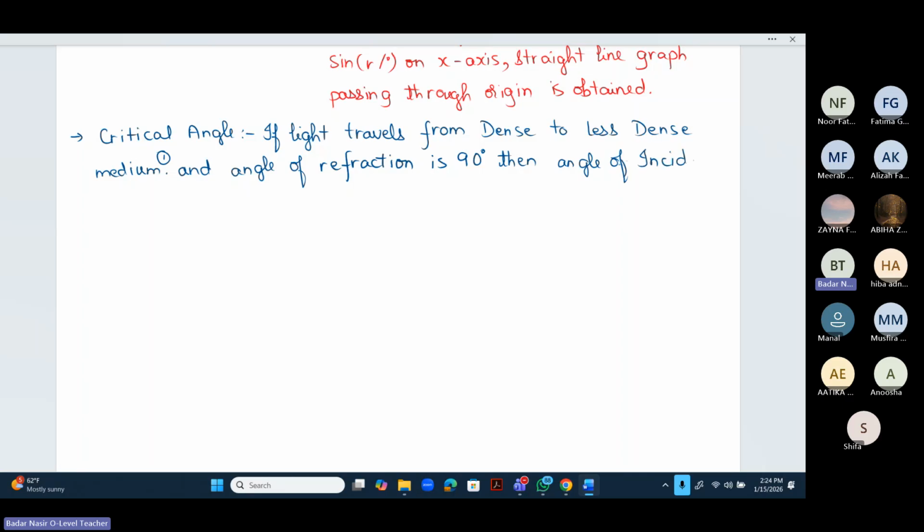Angle of incidence is called as critical angle. So, second mark for this point. So, 1 mark, the light travels from dense into a less dense medium. The other mark is if the angle of refraction is 90 degrees, then the angle of incidence is called the critical angle. So let's say beta, this is a boundary. Okay, I'm going to draw some multiple boundaries.